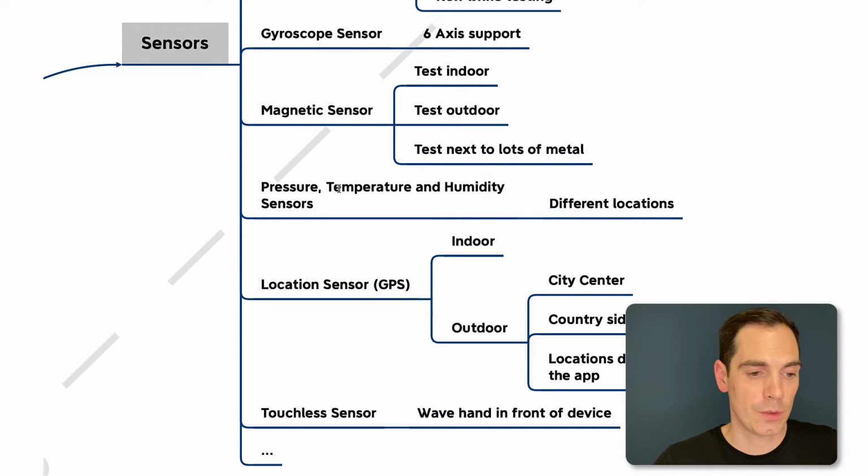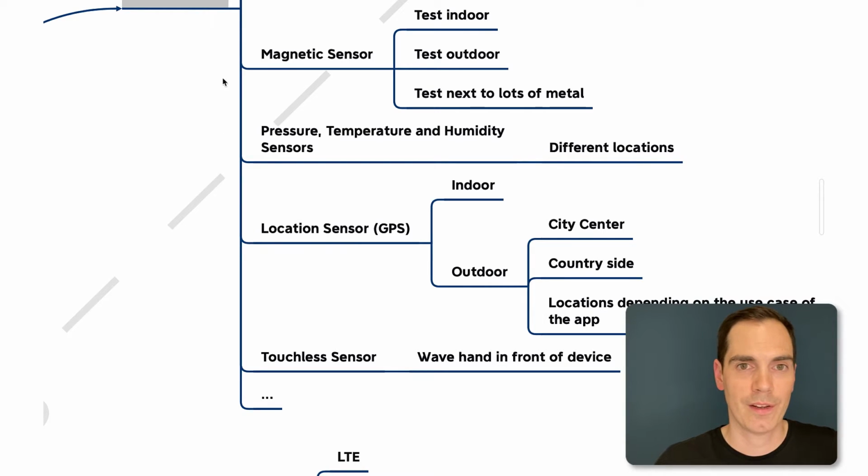If you have an app that uses pressure, temperature, or humidity sensors, you should definitely test in different locations, right? This is nothing you should do in the office environment. You have to go out and test in the wild, in the correct situation. So, for example, using a sports activity app, go out and test in different situations and scenarios, because that's where the fun part is going to happen.